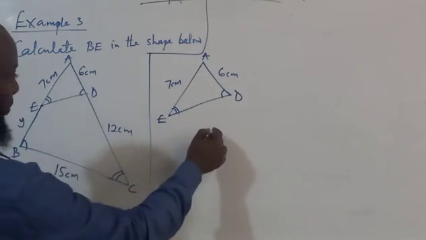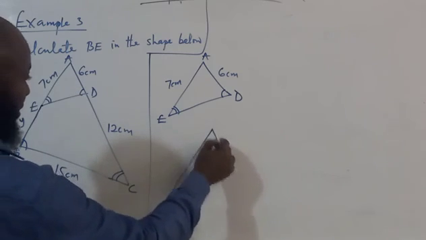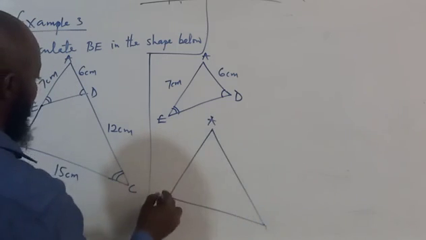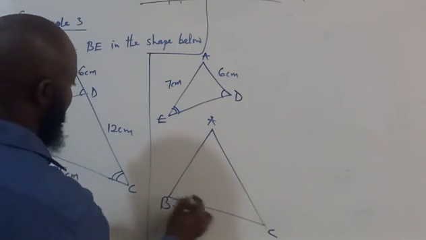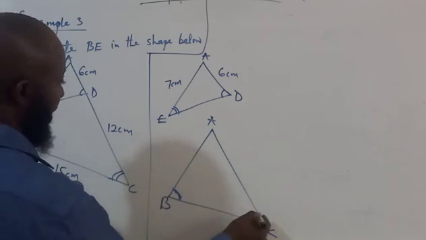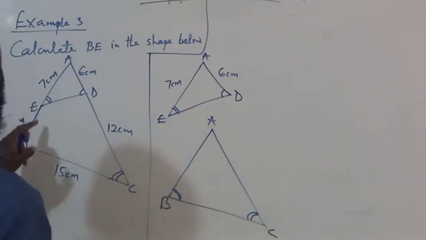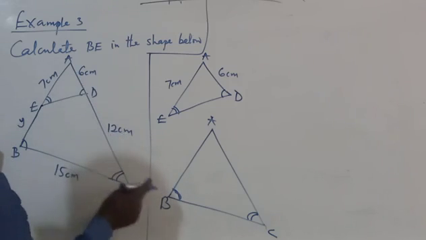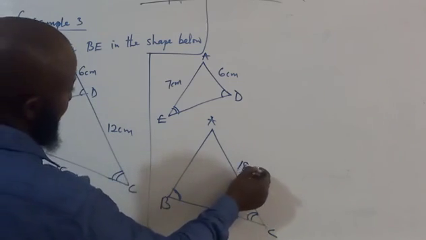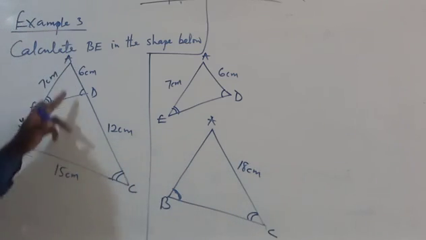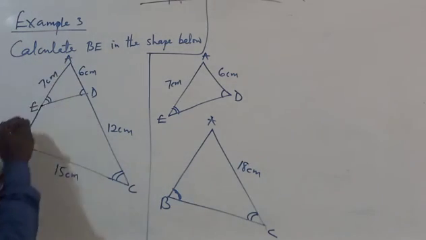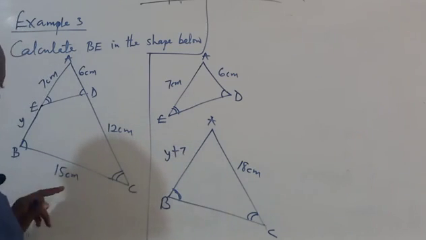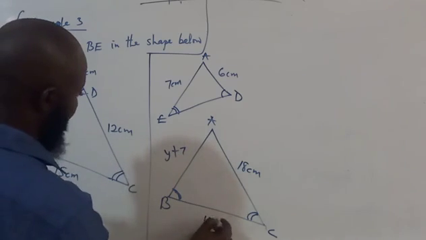So the second part, which is this. We have A, then we have B, C. This angle is given as 1 here, and this is 2 here. Then we have this place 6 plus 12. That gives us 18 centimeters. That is AC. Then AB will be 7 plus Y, Y plus 7 centimeters. Then BC, which is 15 centimeters.